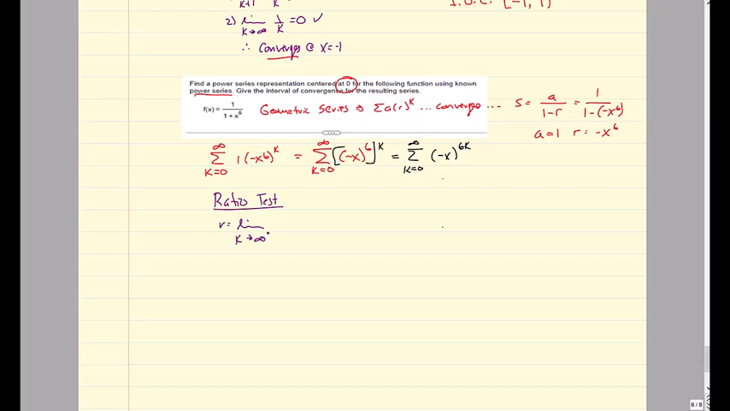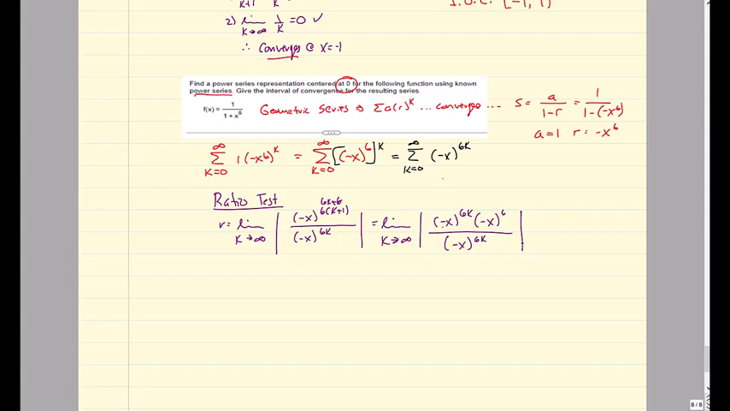Limit as k approaches infinity of the next term, so this would be negative x to the 6 times the quantity k plus 1. Remember, it's not 6k plus 1, it's 6 times the quantity k plus 1, all over the current term, which is negative x to the 6k. And then we want to simplify. Limit as k approaches infinity of the absolute value. This would be 6k plus 6, so this would be negative x to the 6k times negative x to the 6, this is a 6 right here, all over negative x to the 6k.